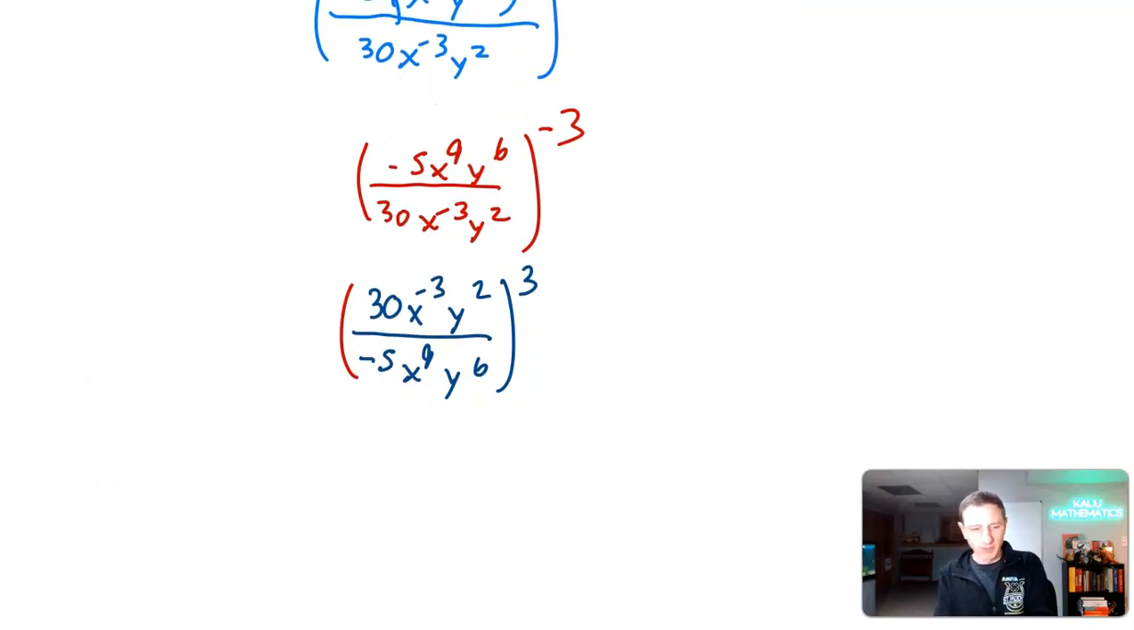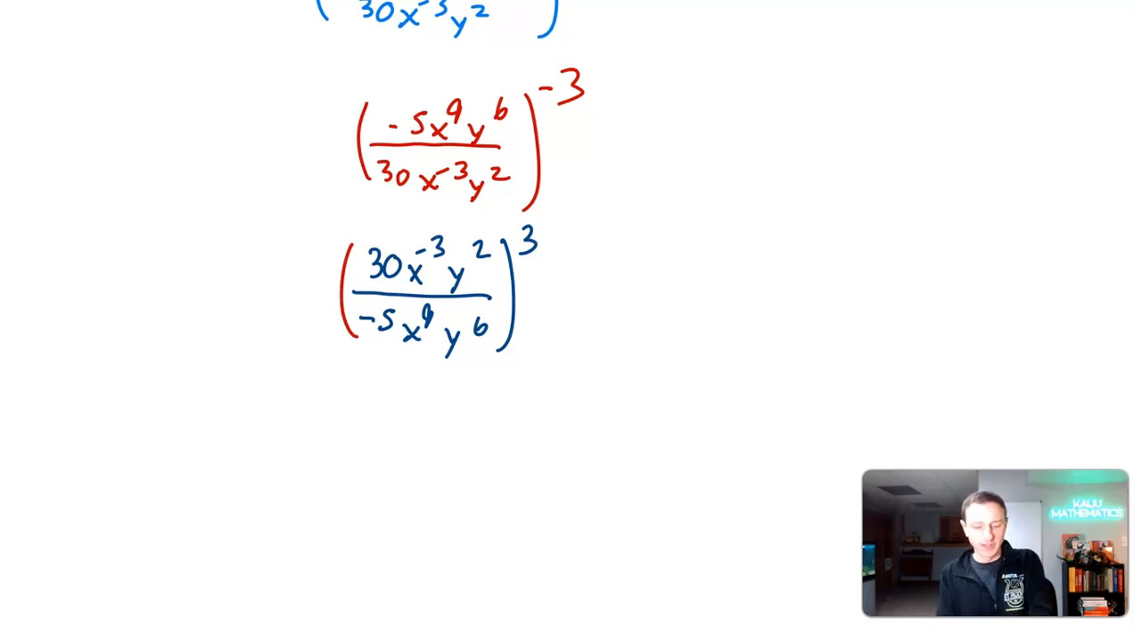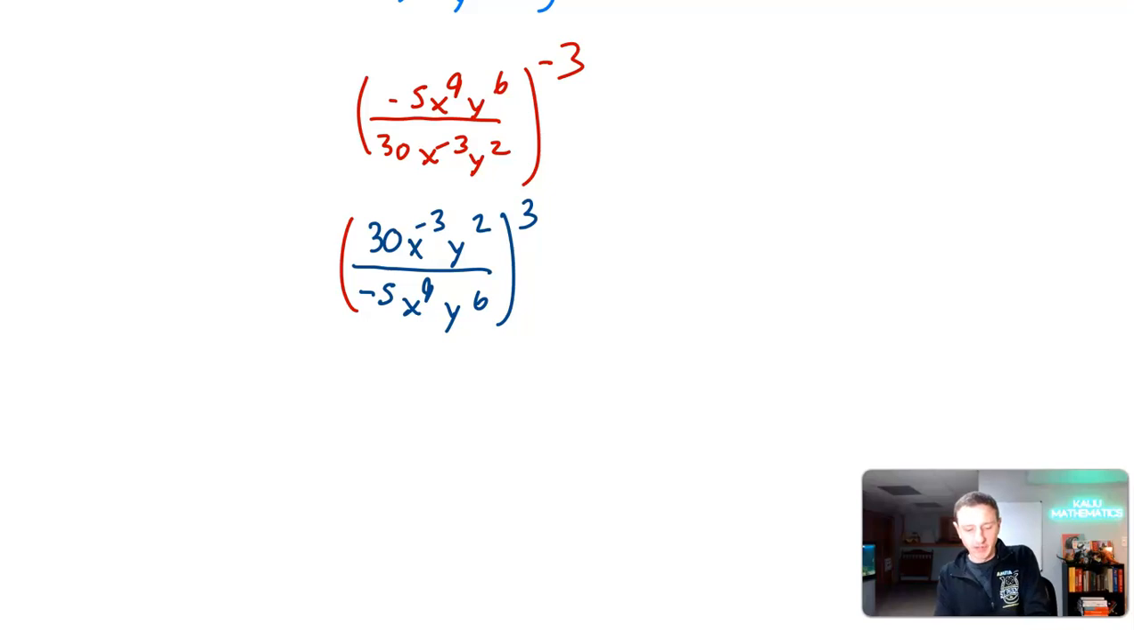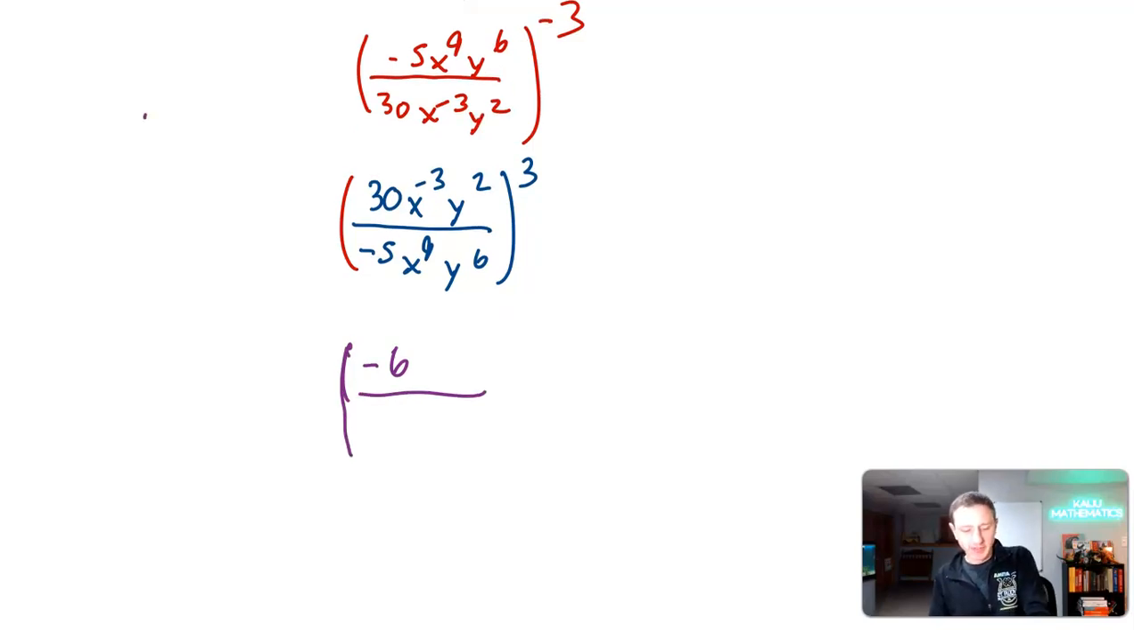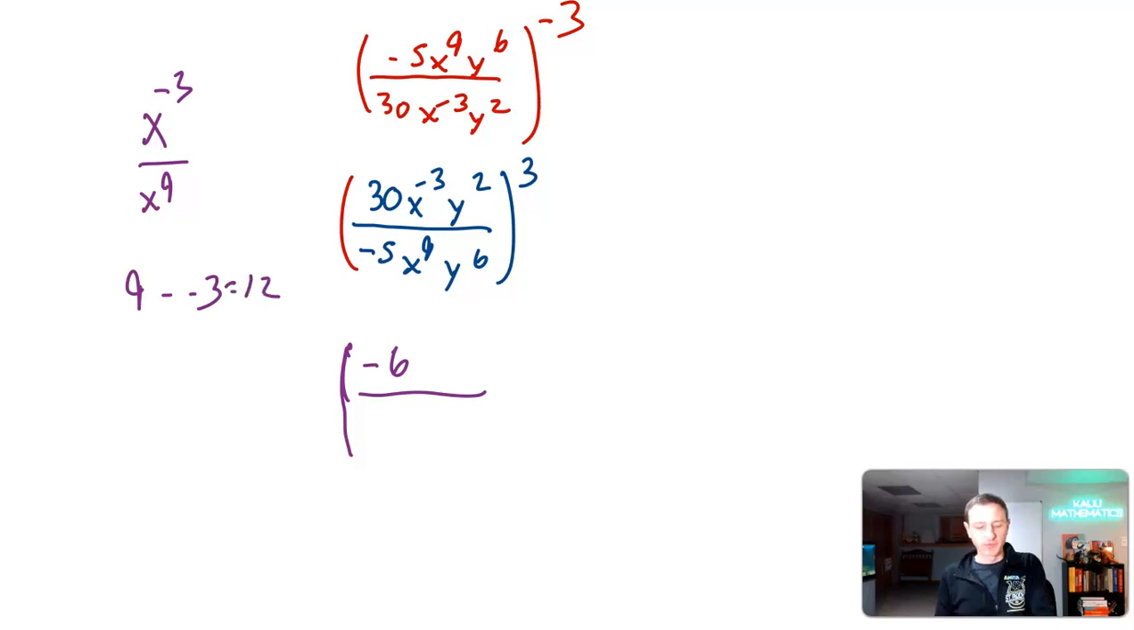What do we got? Well, I have the fraction on the inside. I have this fraction here, 30 over negative 5. That can be simplified. 30 divided by negative 5 is negative 6. And then we have x to the negative 3 over x to the 9th. When I'm simplifying that, I want to do big exponent of 9 minus the small exponent of negative 3. So big minus small. 9 minus the negative 3 is a positive 12.